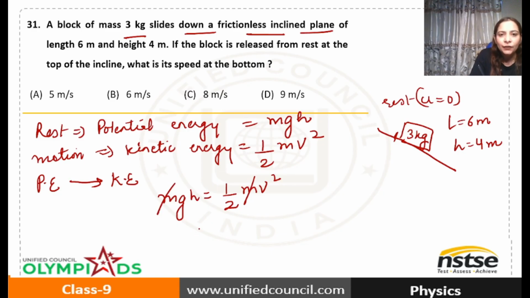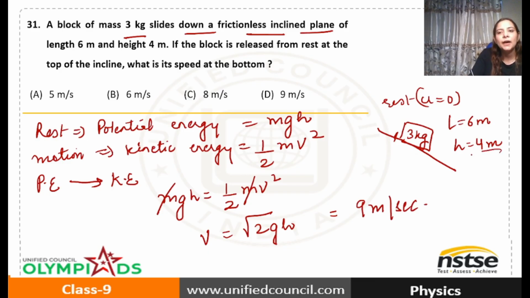We need to find the speed. So basically we can write v is equal to root of 2gh. If you put the values here, you will find that it comes out to be about 9 meter per second. That is 2, and then you have 9.8, and we also have the height. So the answer comes out to be option B.